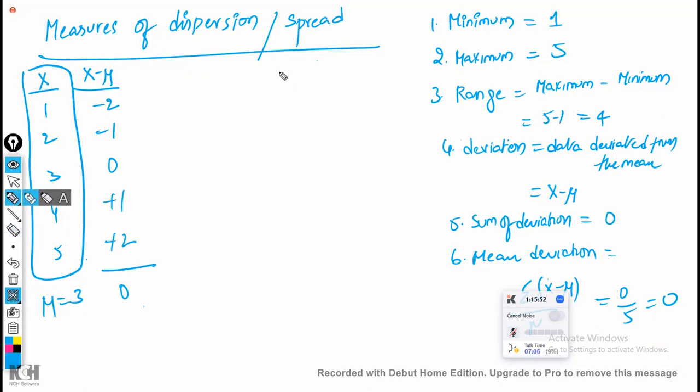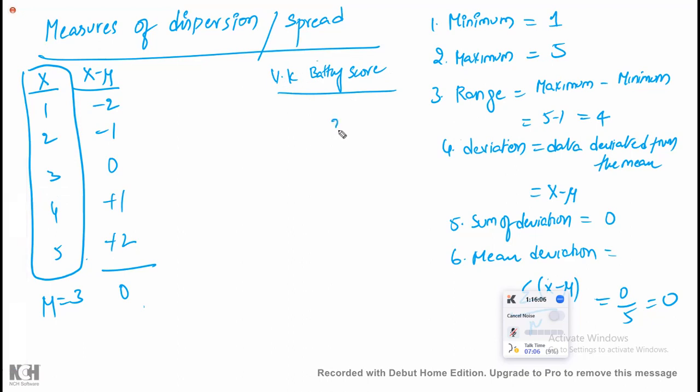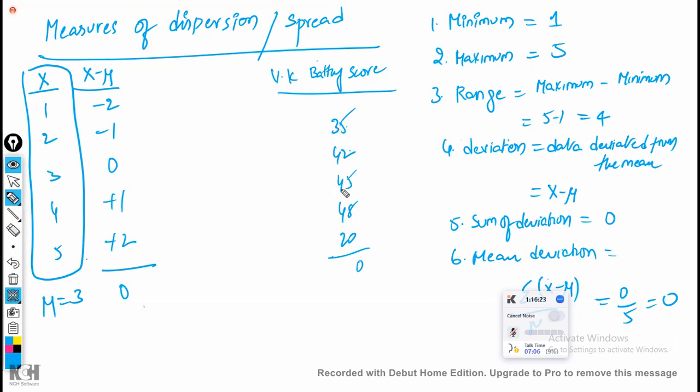The one more example is Virat Kohli's batting score, whatever score he has made in the last 5 matches. Okay, Virat Kohli's last 5 matches' runs. Let us take it like this: 35, 42, 45, 48, and 20, something. Total is 7, 12, 20, 5, 9, 13, 17, 19. So let us convert this one to 30. So the total is 200.